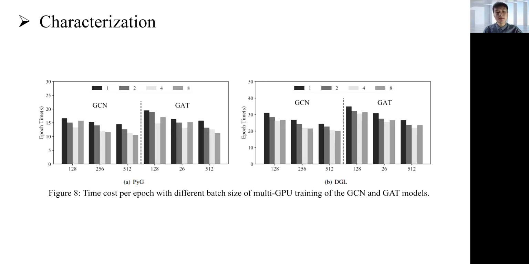Figure 8 presents the time cost per epoch of multi-GPU training for GCN and GAT. The implementation of multi-GPU training in these two frameworks is based on the multi-GPU training provided by PyTorch. At present, the performance defect of graph neural network training mainly lies in single-GPU training.